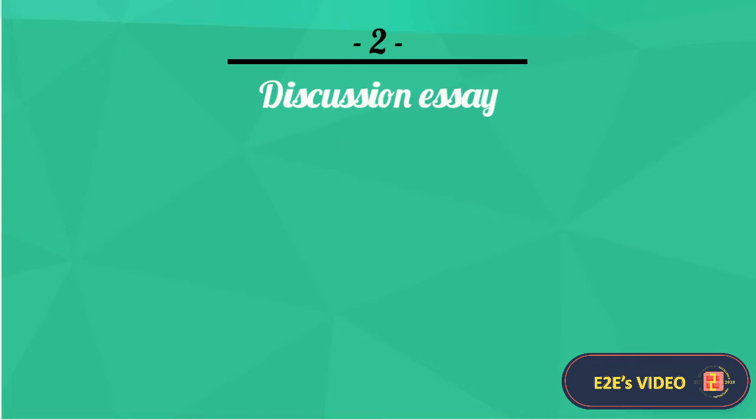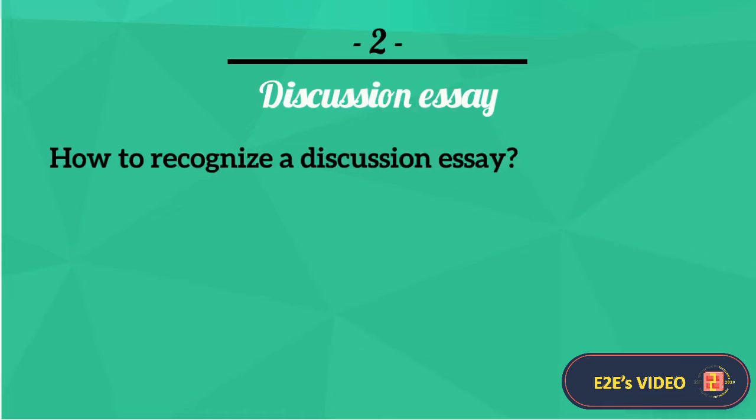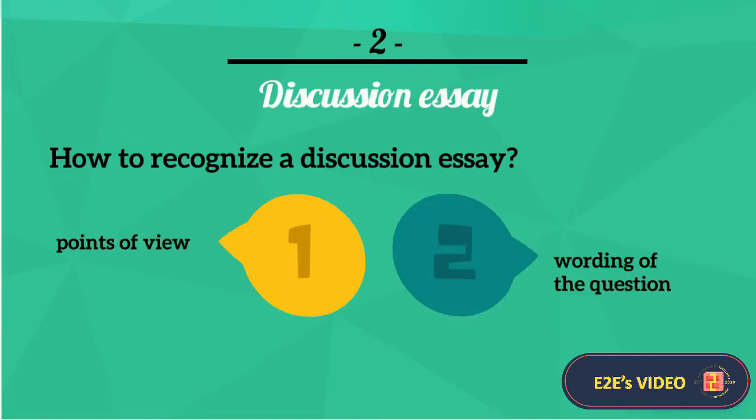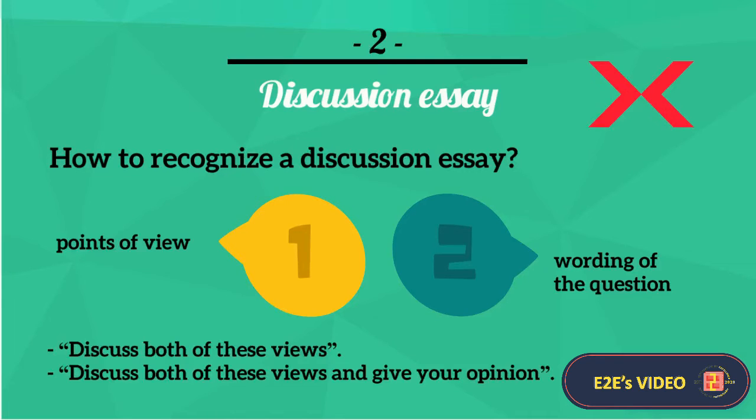Given the definition, how can you recognize if an essay is a discussion essay? The answer lies in two key factors: the points of view and the wording of the question. In each discussion essay, the prompt will usually present two opposing points of view. The question will often be written like this: "Discuss both of these views" or "Discuss both of these views and give your opinion." Now, in order to test your understanding, let's do a small exercise to see how well you identify a discussion essay.